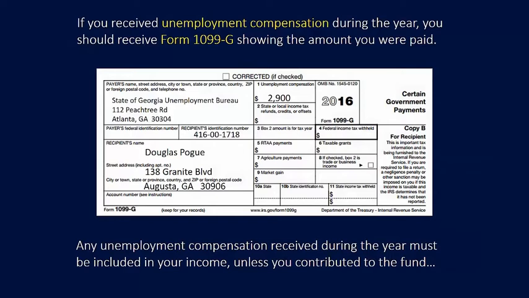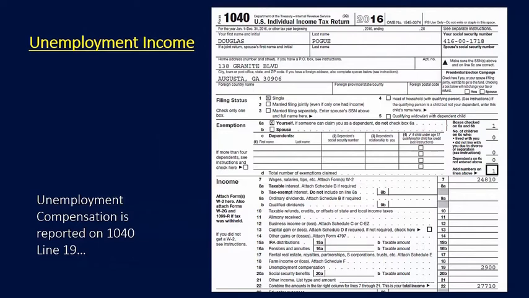If you received unemployment compensation during the year, you should also receive Form 1099-G showing the amount that you were paid. Typically, this amount will show in Box 1. Any unemployment compensation received during the year must be included in income unless you contributed to the fund. And again, unemployment compensation is reported on the 1040 on line 19.